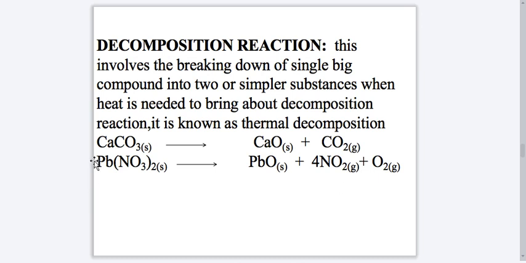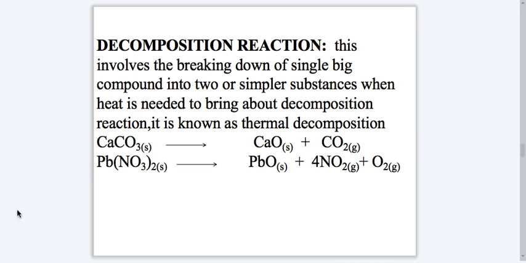The chemical formula here for lead(II) trioxonitrate(V) is Pb(NO3)2, and the products are PbO plus 4NO2 plus O2, while the other one is CaCO3 to give us CaO plus CO2.